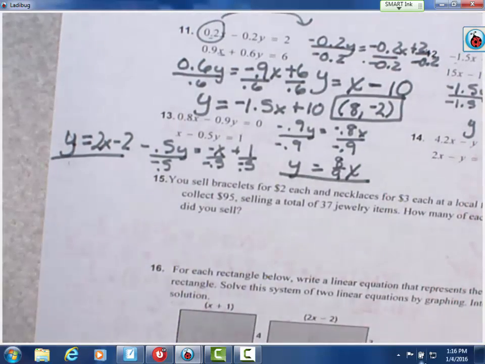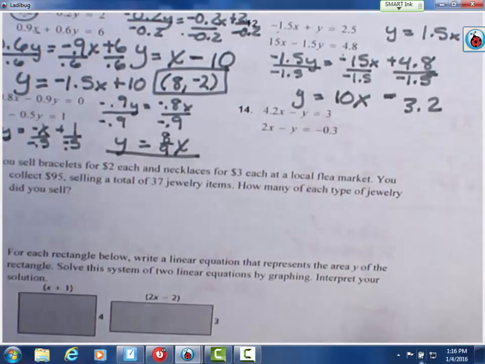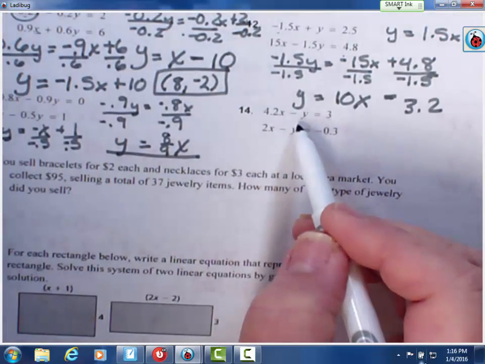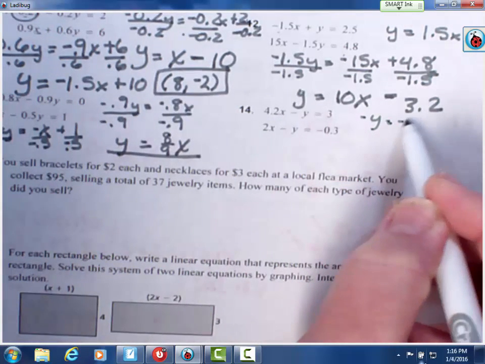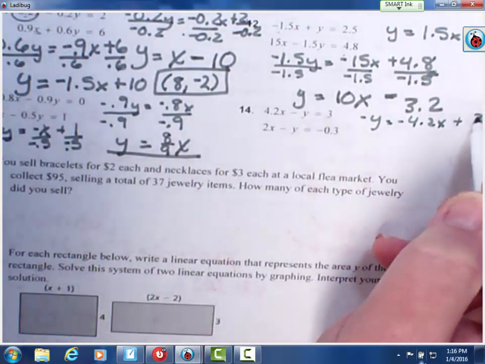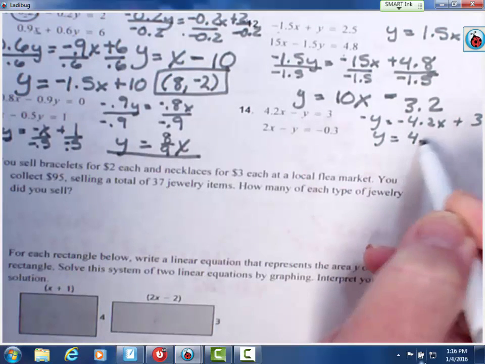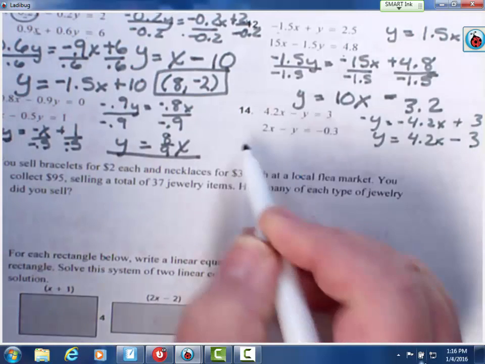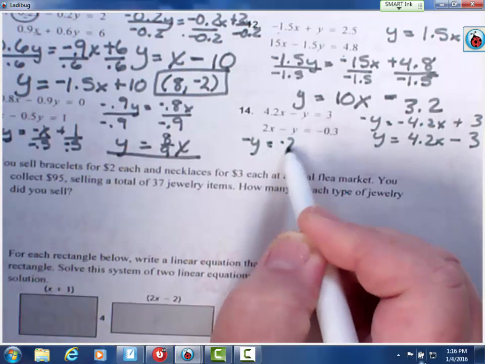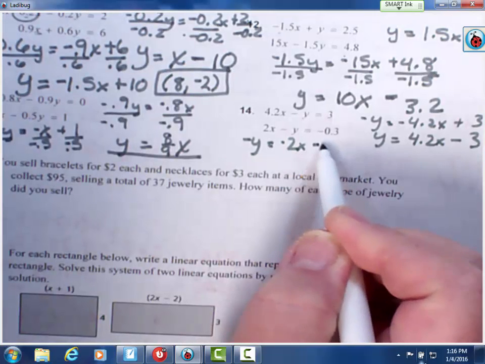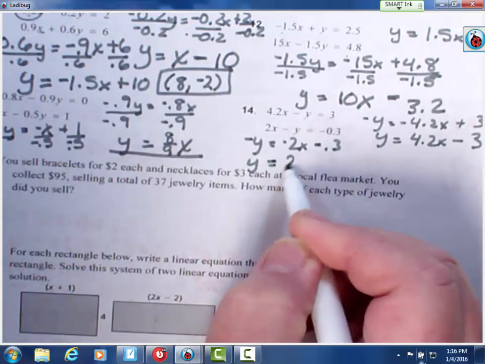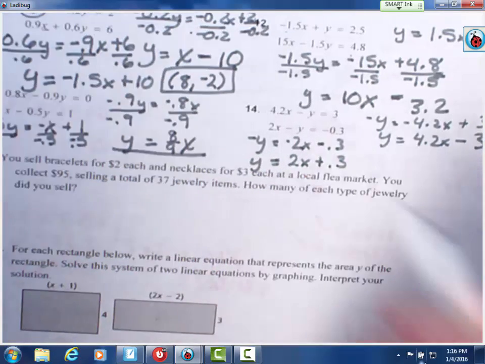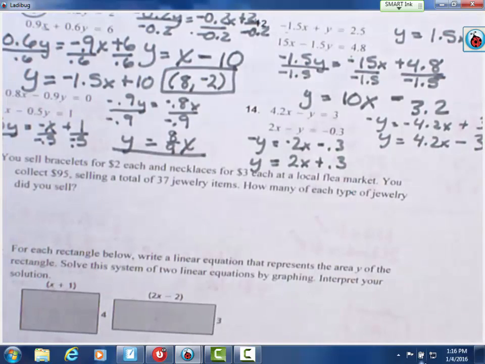Okay. Finally, on 14, 4.2x minus y equals 3. Okay, that would be -y equals -4.2x plus 3. Which means that y equals 4.2x minus 3. And here we get -y equals -2x minus 0.3, and then that would be y equals 2x plus 0.3. Again, we have our two equations. We can substitute into the calculator and come up with the intersection.